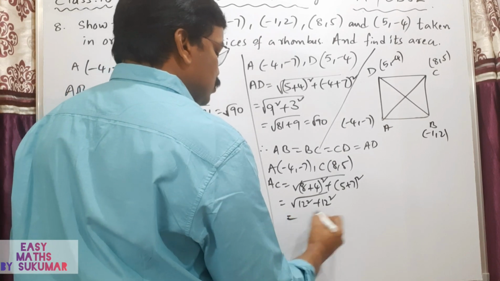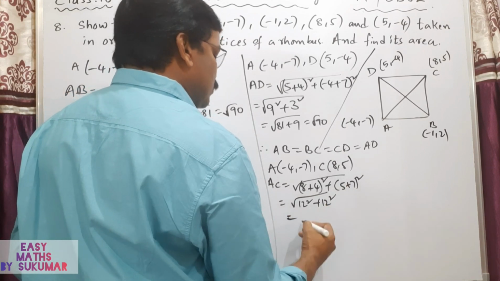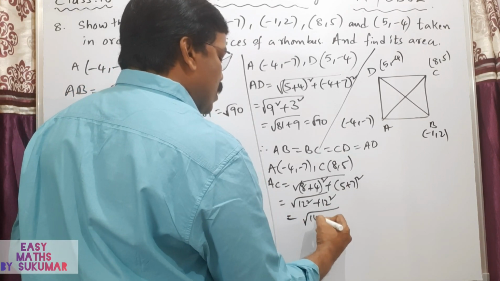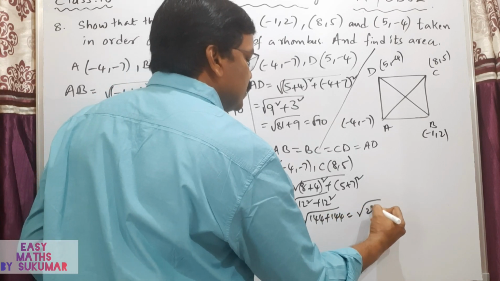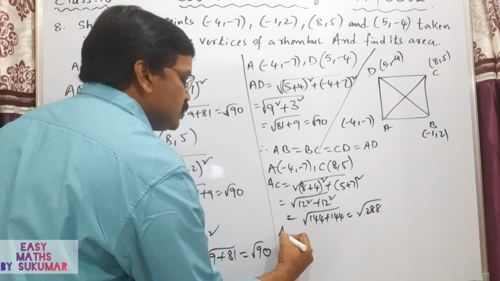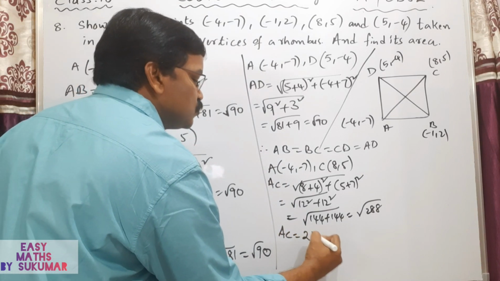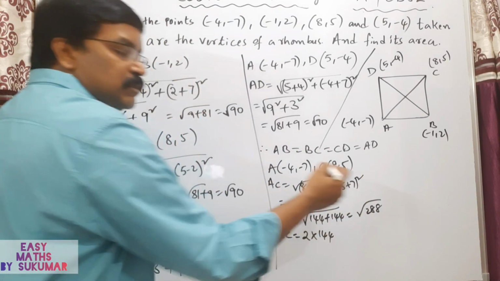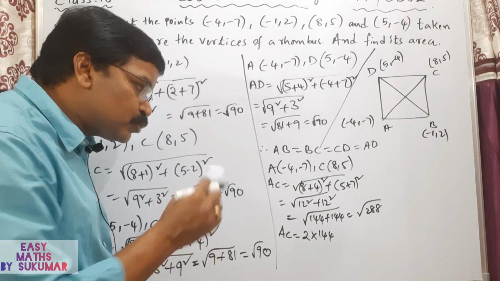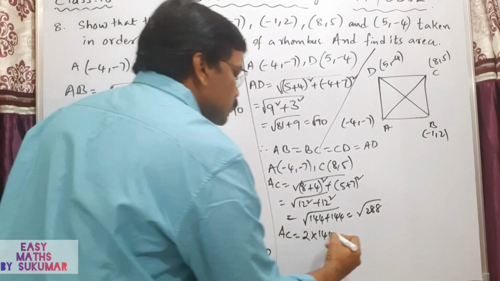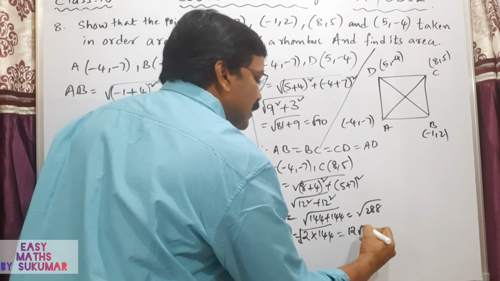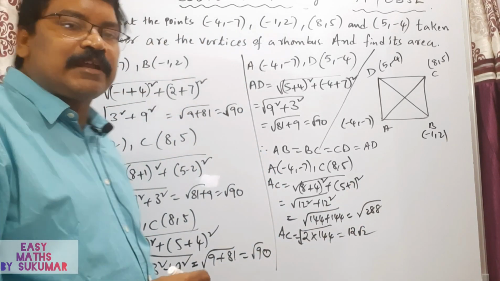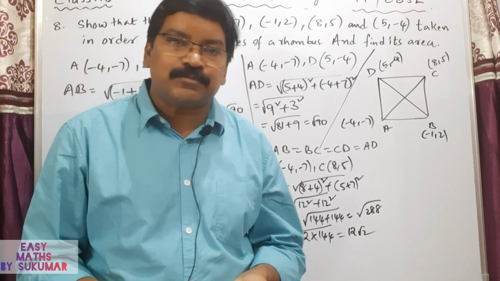So here it is 12 square plus 12 square, that is 144 plus 144, that is 288. So AC is equal to the square root of 288. This 288 can be written as 2 times 144. So this is equal to 12 times root 2. So the length of the diagonal AC is 12 times root 2.